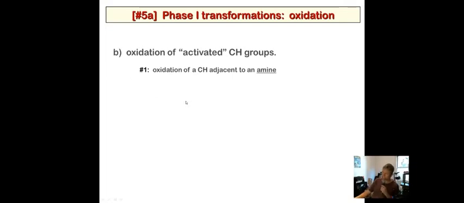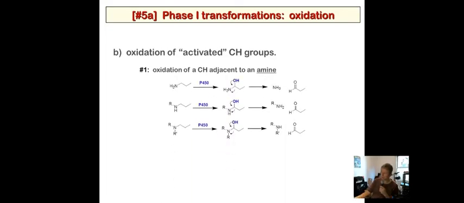Okay, so oxidation of a CH adjacent to an amine. This will be one of the P450 oxidative dealkylation reactions. So you can just imagine propylamine, for example, as a boring example of an amine getting oxidized where the carbon is.